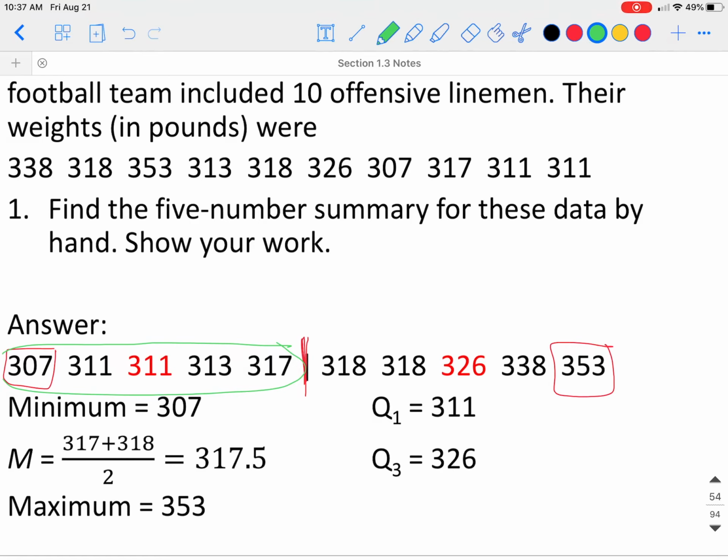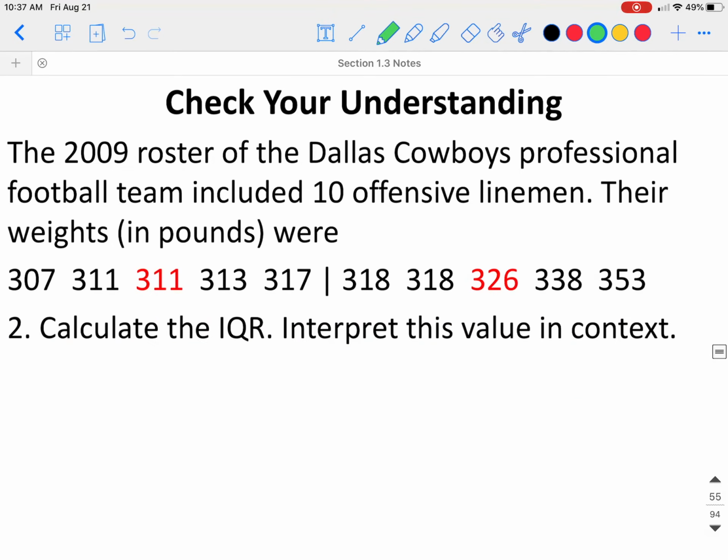We now have 5 data points to the right of the median and 5 data points to the left of the median. So of those 5, you're going to find the middle. So our Q1 is 311, our Q3 is 326.